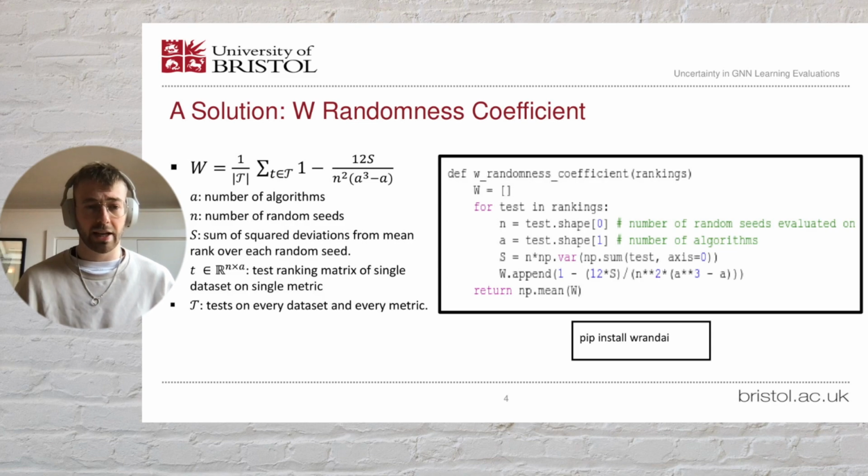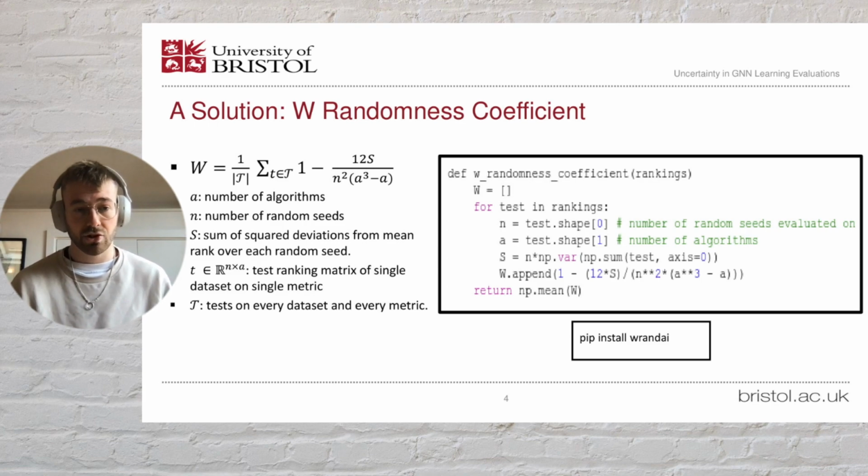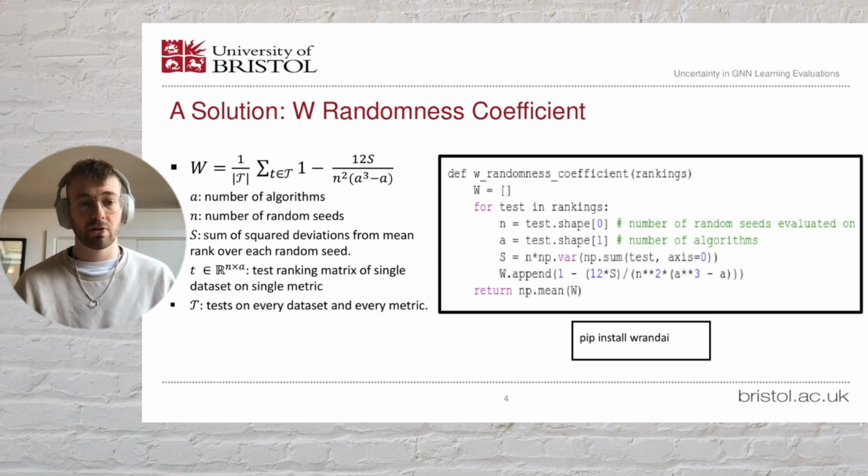The value that you're going to get out is going to be between 0 and 1, where 1 means that your results are absolutely pointless and 0 means that they're absolutely perfect and randomness hasn't affected them at all. So here is the maths and the code to show you how easy it is to implement for yourself, or you can pip install the package.